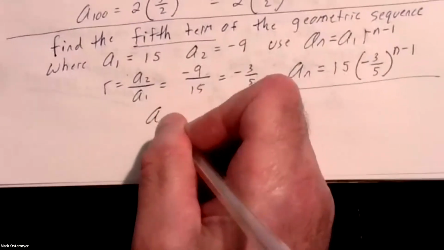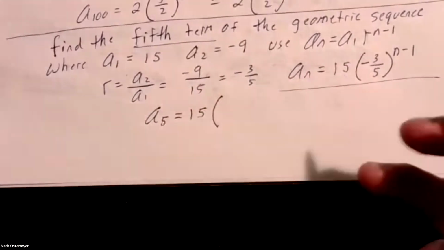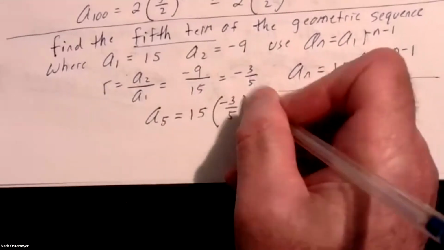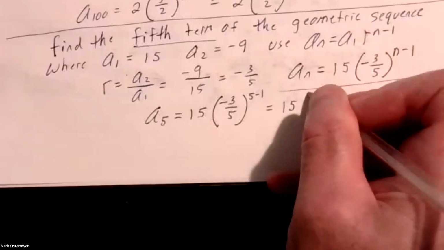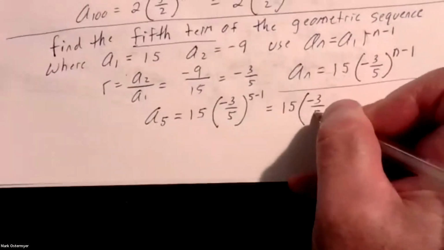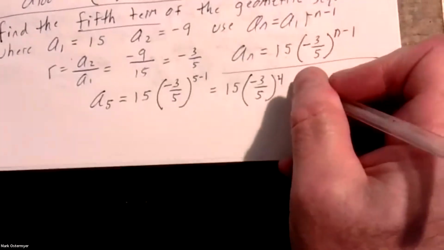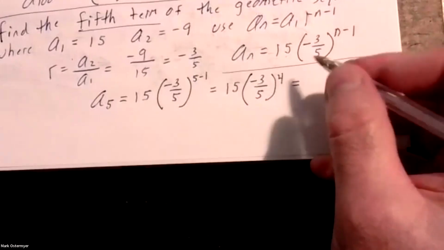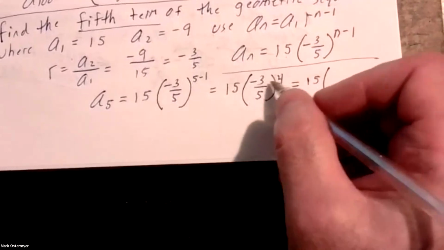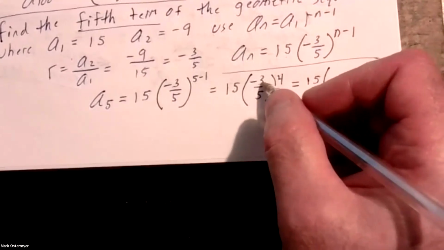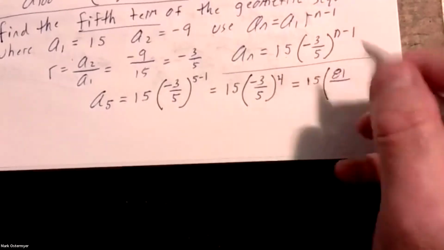To find our fifth term, denoted as a sub 5, we let n be 5 in this formula. So we get 15 times -3/5 raised to the 5-1 power, which is 15 times -3/5 raised to the 4th power. Now -3 to the 4th power is -3 times itself 4 times, which is 81. 5 to the 4th power is 5 times itself 4 times, which is 625.